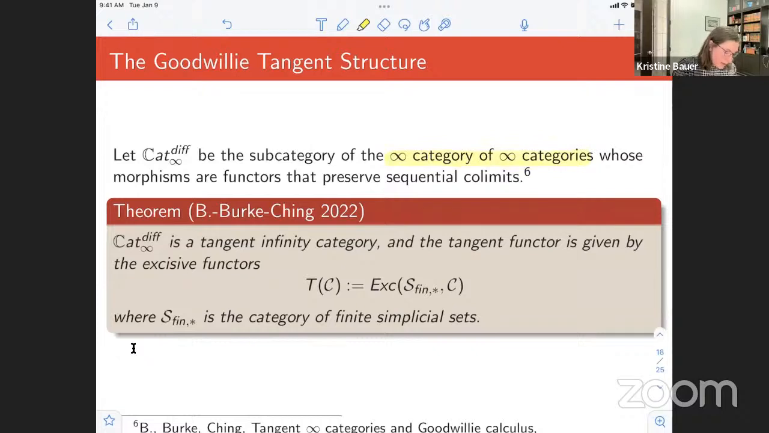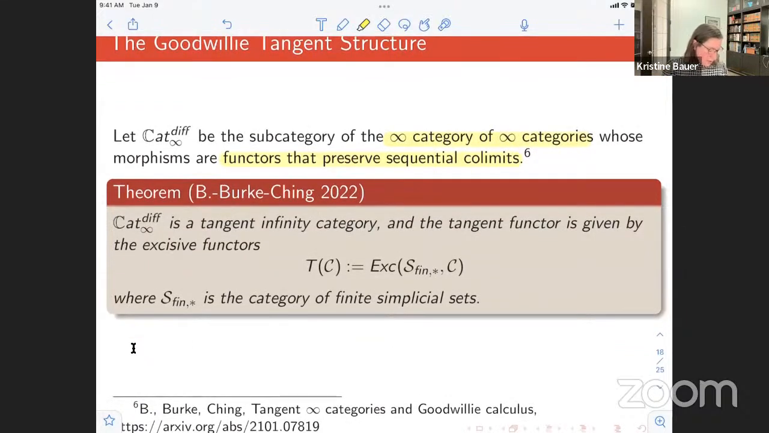And within that, I want to look at the infinity categories where the functors have some special properties. I want to look at the functors that preserve sequential colimits. And what Michael and Matthew and I showed was that, in fact, that thing is a tangent infinity category. So the version of tangent category appropriate to homotopy theory. And more importantly, the tangent functor is given exactly by excisive functors.